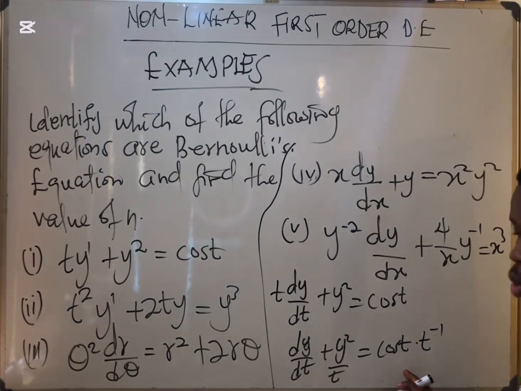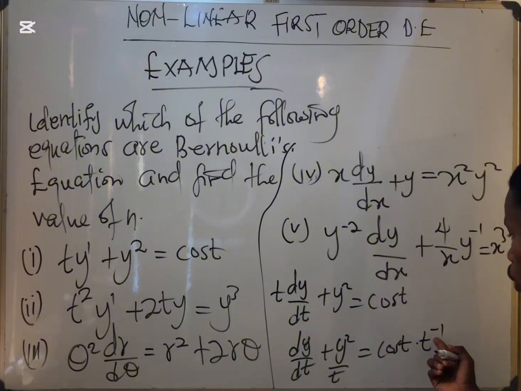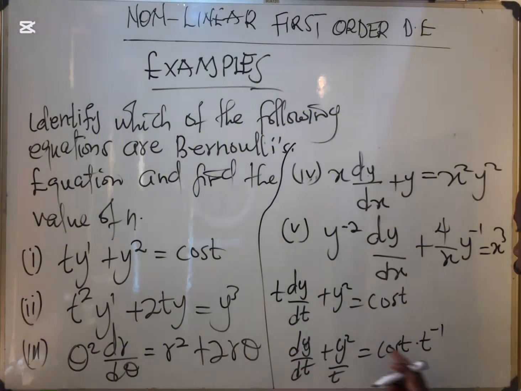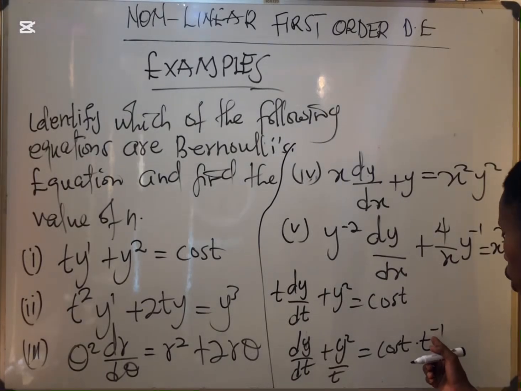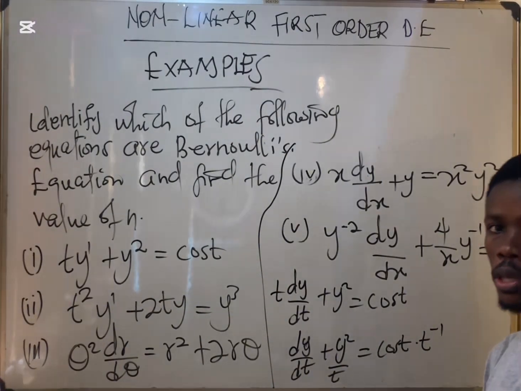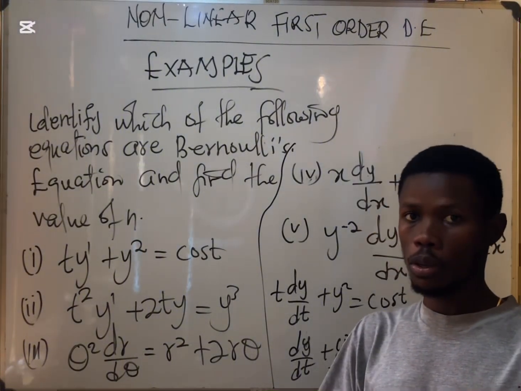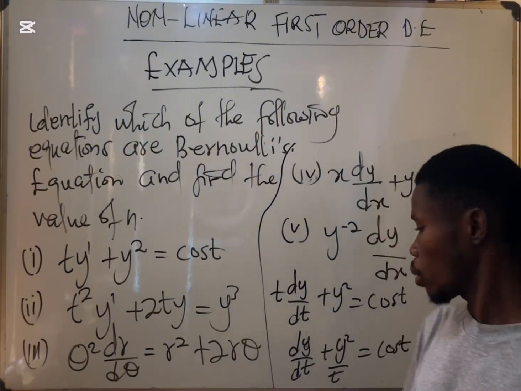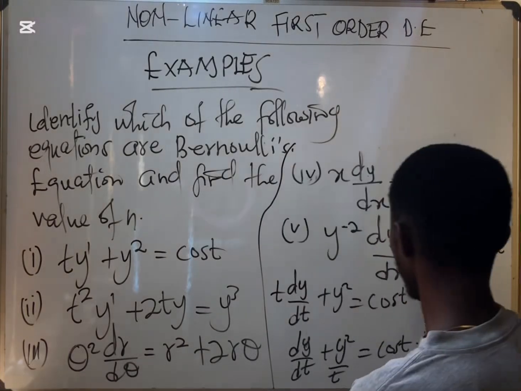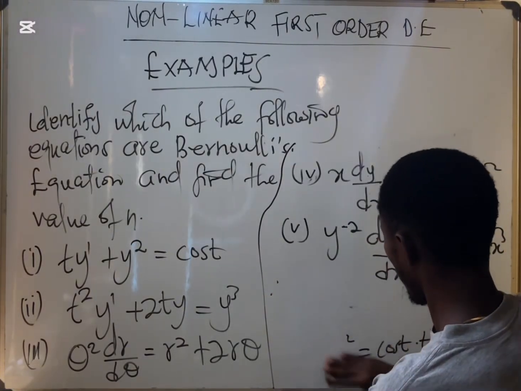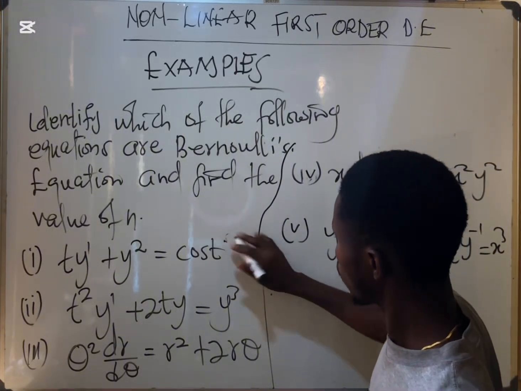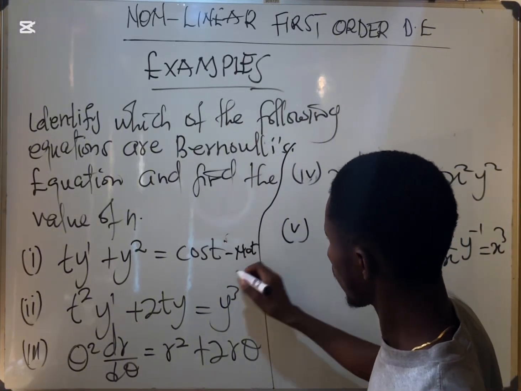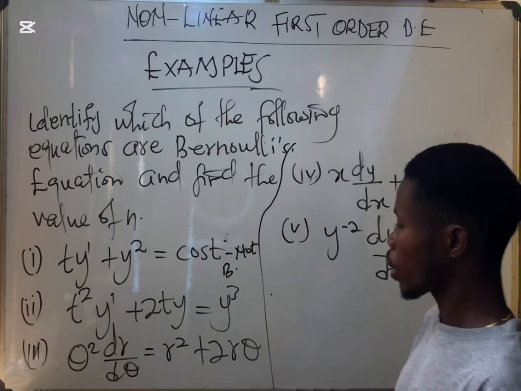Still not a Bernoulli, because this here is the independent variable. We are saying that whatever comes here should be the dependent variable. Because it's t, which is the independent variable, it does not qualify to be a Bernoulli equation. So that one is off. Now let's look at the second one. So this one is not Bernoulli.